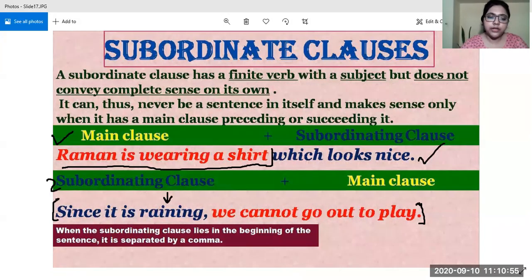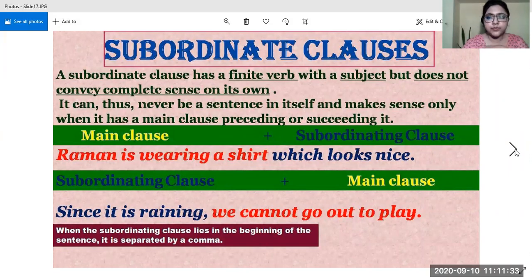So one important thing to note down is, when the subordinate clause is placed in the beginning of the sentence, then it is separated by commas usually. Like in this one, subordinate clause is placed in the beginning, so we separate the subordinate clause from the main clause by placing a comma. See, this is the comma which has been placed over here, but we did not place a comma over here because the subordinating clause was placed after the main clause. Okay, so is this much clear to everyone?